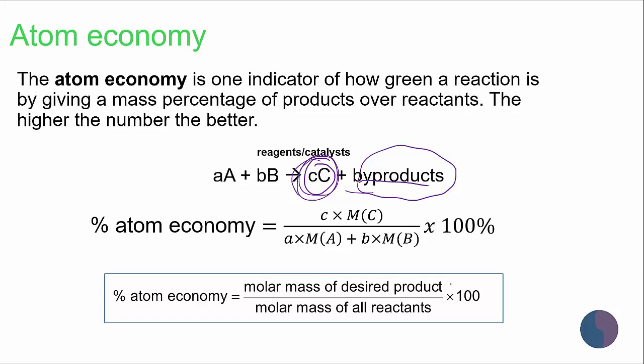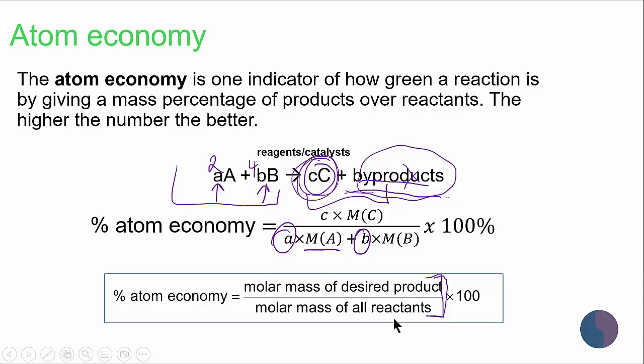And so the formula in your data booklet is this one: molar mass of side product, molar mass of all reactants. I don't know if that's clear enough to understand what's going on. So basically there's a stoichiometric ratio here, which are these numbers, these small letters representing numbers like 2 or 4 or whatever. And so you need to times whatever the molar mass of A is by that stoichiometric number to get the full mass on one side, and hopefully it equals the mass on the other side, and there are no byproducts, but obviously there are in this reaction here. So that'll tell you, hopefully it's 100% or quite high, and that'll be one indicator that it's better than some other reaction to try and be good for the environment.